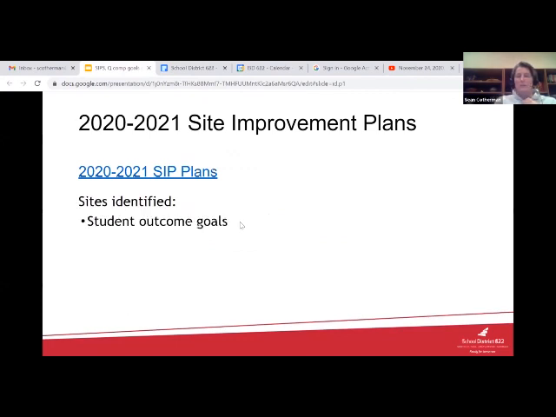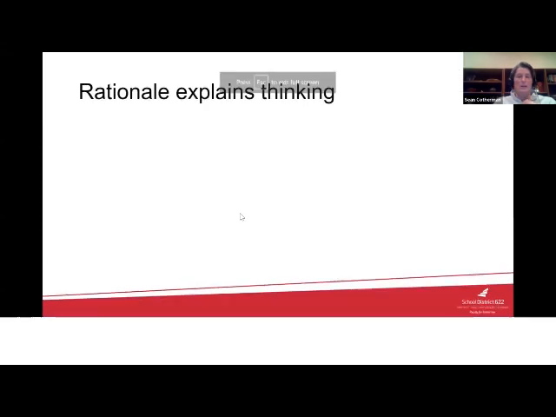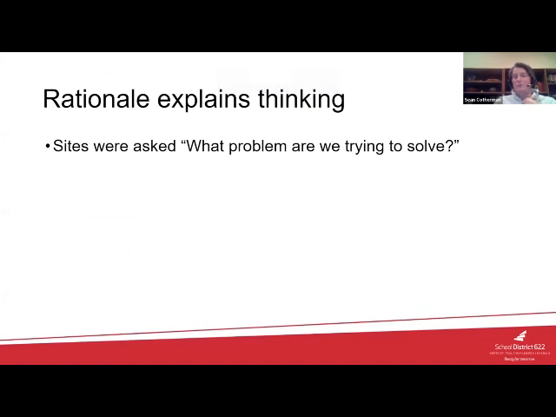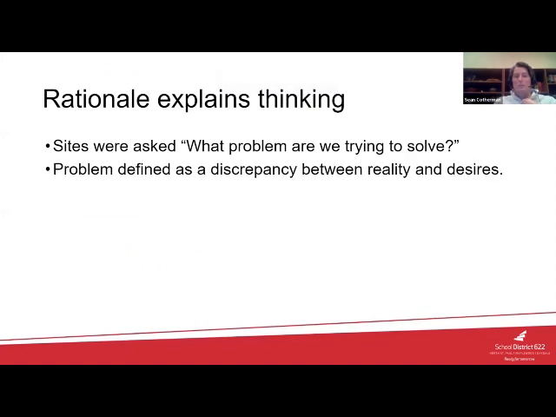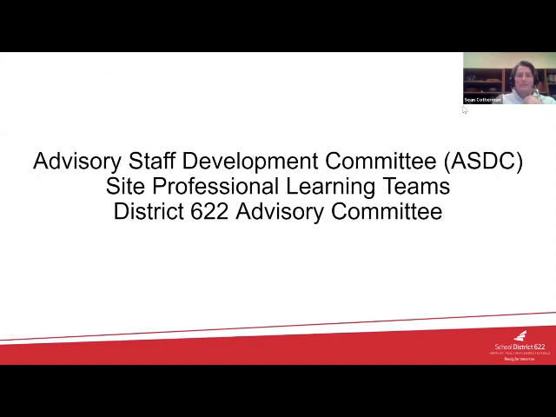Within those sites, they identify those student outcome goals. Another category in those plans are changes in adult practice, and then a calendar of events to implement those changes. So those 3 areas are all housed within those plans that you'll find in those linked documents. The rationale for explaining that thinking, we're looking at what problem are we trying to solve, making sure that the problem is defined as a discrepancy between reality and desires. And then of course, we're implementing those changes that connect to the root cause. So those are our site planning committee plans that are presented tonight to the board.